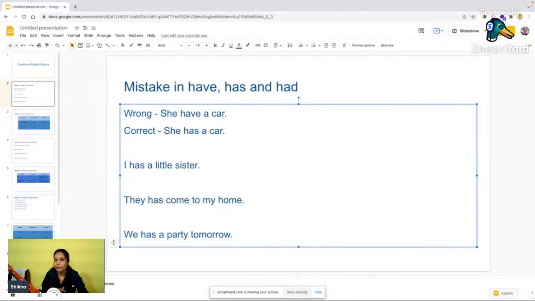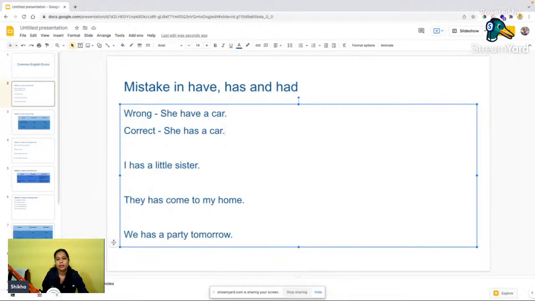Okay, so you have to remember that whenever we are using the pronoun she, he, it, or anybody's name, yes, in all these things we are going to use has. She has a car, he has a pen, it has a tail, yeah, and Rohan has a book with him. Yeah, so in this way we will be using has. You have to remember, whenever you are speaking about a singular person, you'll be using has.